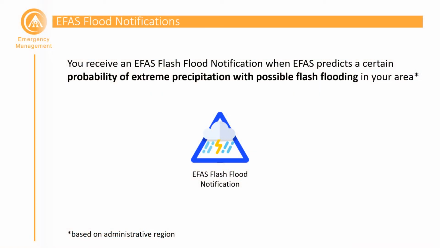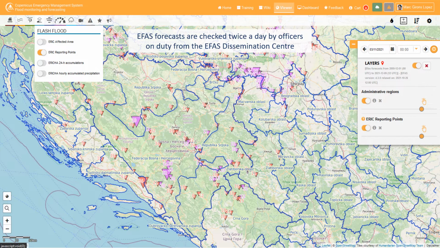When you receive an EFAS flash flood notification, it is because EFAS has predicted a certain probability of extreme precipitation with possible flash flooding in your area. And this is done in terms of administrative region. However, EFAS notifications are not sent automatically.